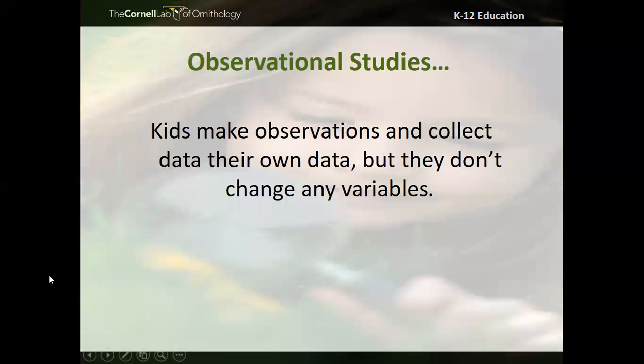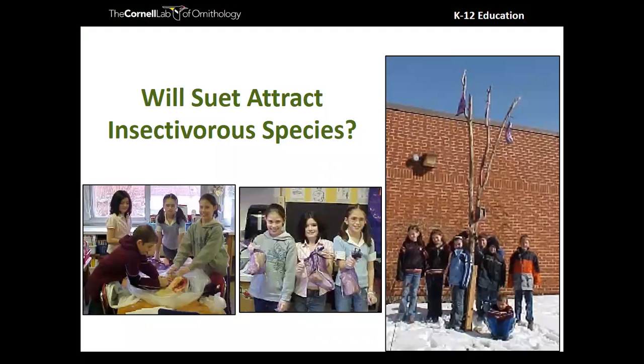So another type of study that you could do would be an observational study, where kids are making observations and collecting data, but they aren't really trying to change variables. So a suet example for this would just be questioning what kind of birds come to a suet feeder. This particular group of students were curious about whether suet would attract insectivorous species. So they observed the birds that were visiting their suet and determined what sort of birds they were. Were they seed eaters? Were they insectivores?